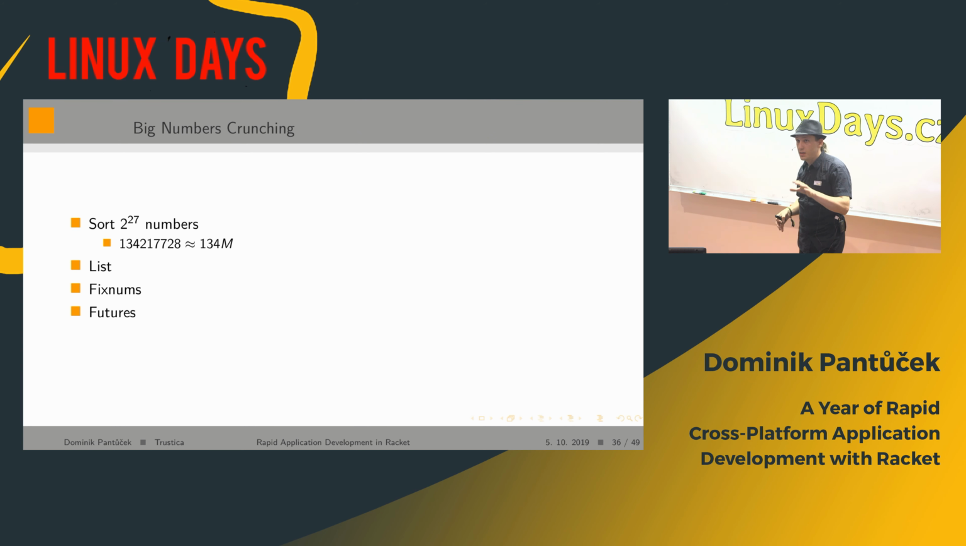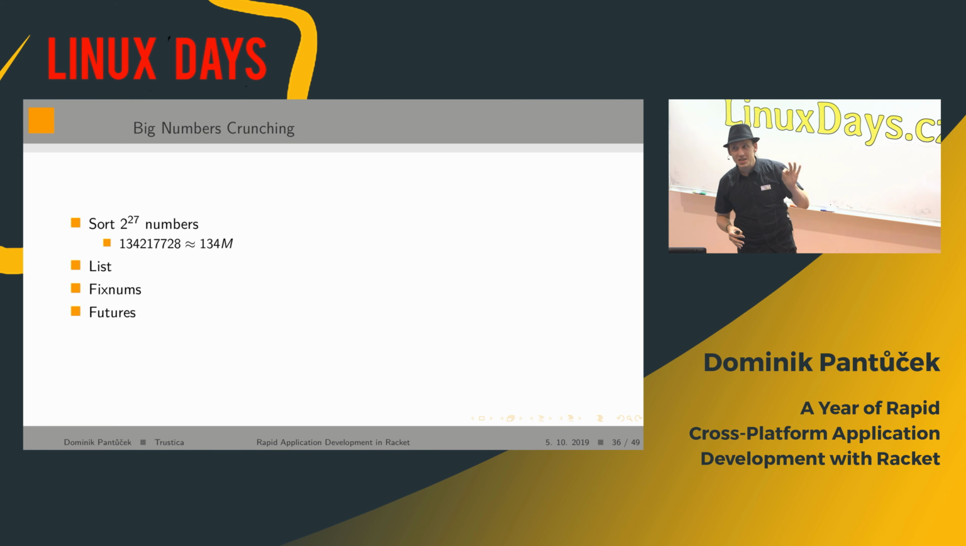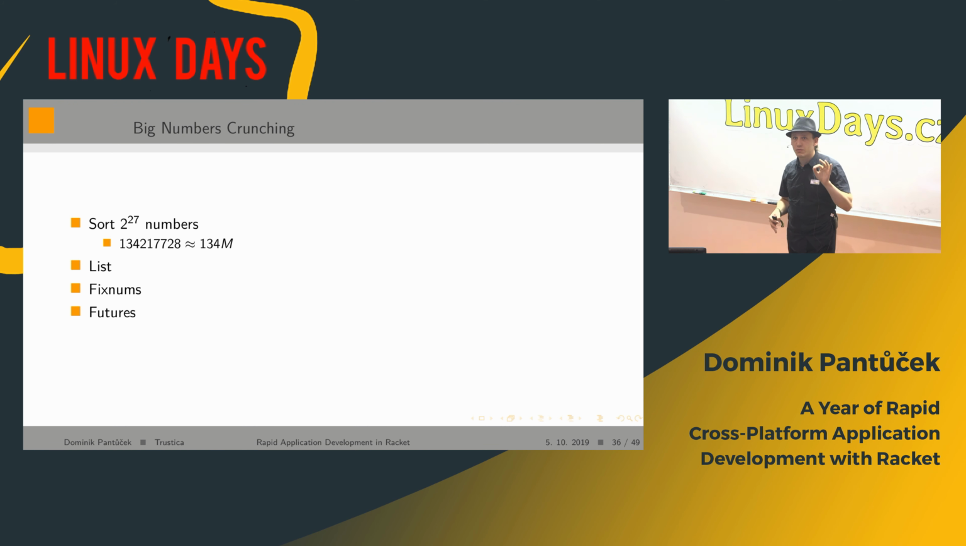134 million numbers, 64-bit numbers, 8 bytes each, means 2 gigabytes of RAM. If I add another thing there, it's going to be 2 raised to the power of 28. It's going to be twice as much. And honestly, 2 raised to the power of 32, and you need something with at least 256 gigabytes of RAM. Not a good start, but let's try it.